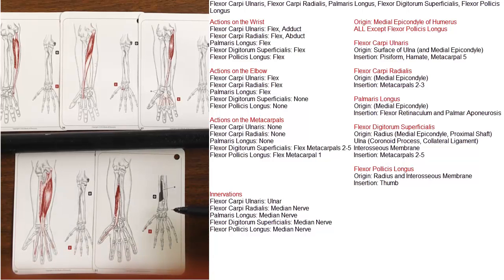Now, the origin for the flexor pollicis longus, like we said earlier, is on the radius and interosseous membrane, and it's going to insert over here on the thumb, the first metacarpal.